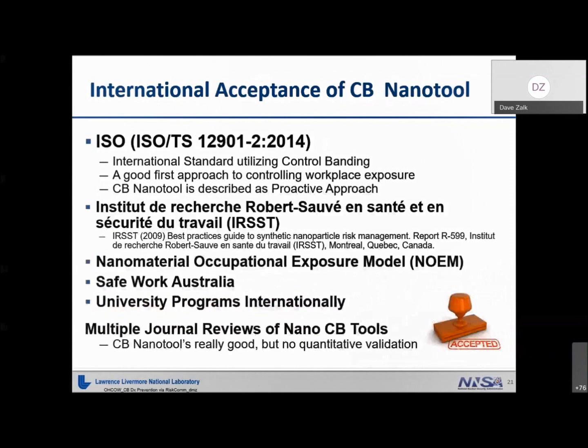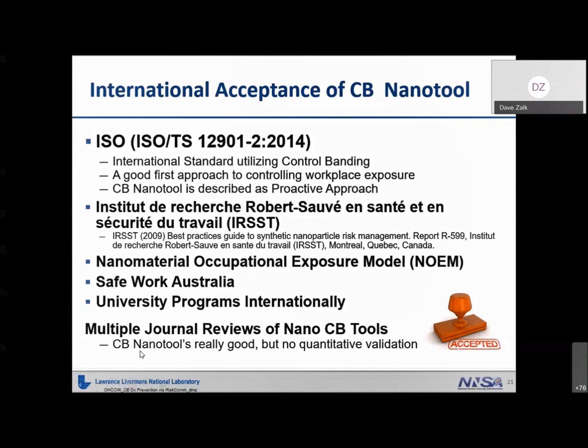So we were very fortunate that this process became very popular, and when it hit the ISO regulation standard in 2014 and became an ISO standard itself for control banding and nanomaterials, we were very honored that it included the control banding nanotool as its proactive approach. With that said, it's also been accepted in Canada with the IRSST, and there's the nanomaterial occupational exposure model as well. It's been researched by SafeWork Australia. It's in university programs worldwide. And as it turns out, there are at least a dozen different control banding tools out there for nanomaterials.